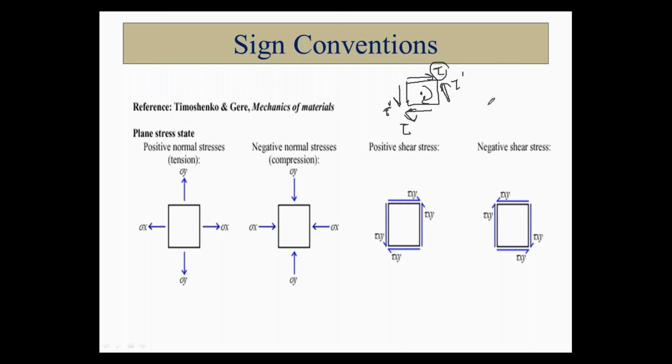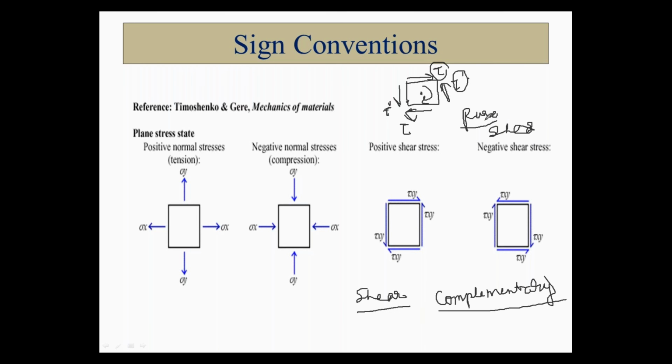Every shear stress is accompanied by a complementary shear stress. So here tau has a complementary tau dash for the body to be in equilibrium, and that represents the state of pure shear. So these are the two different concepts: the first one is pure shear, and the other is shear and complementary shear stresses. We have already seen this concept in unit number 1.